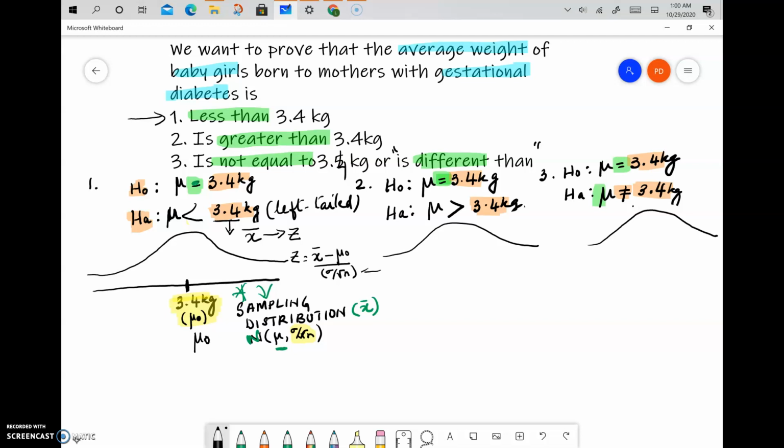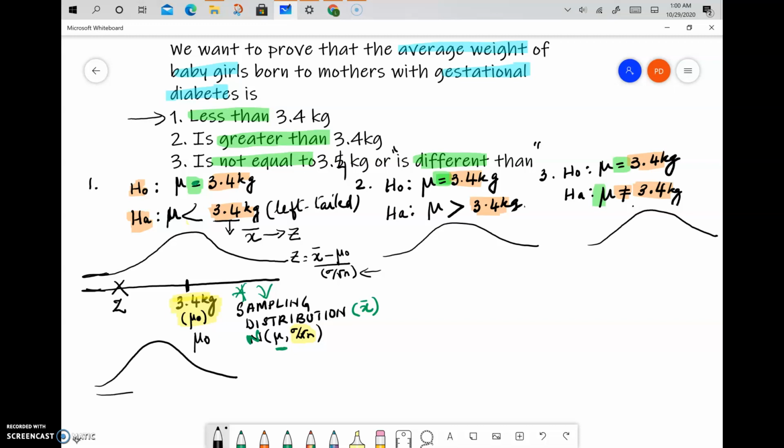Remember that this is our standard deviation of the sampling distribution. Now, once we figure that out, if you're trying to prove that it's less than 3.4 kilograms, and if we have thought through this carefully, then our z value should fall to the left of, so let's draw another graph.